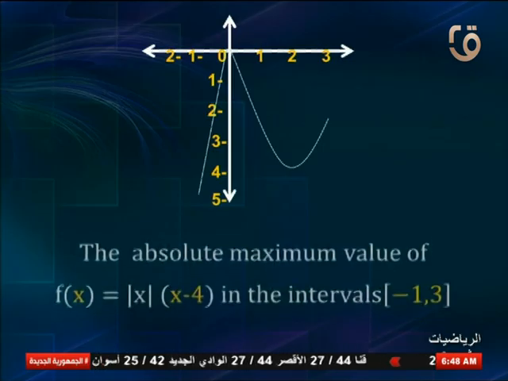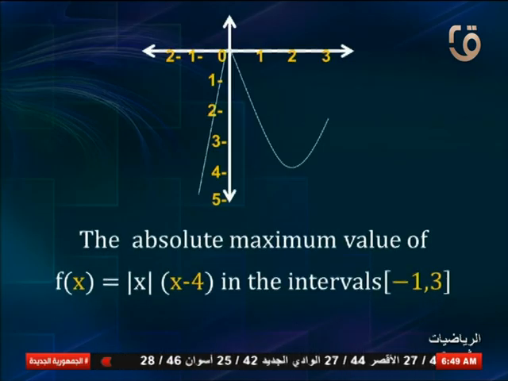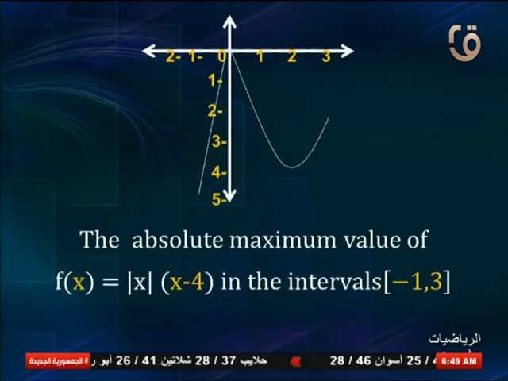Look at, my dear student, in the opposite figure, the absolute maximum value of f(x) = |x|(x − 4) in the interval [−1, 3]. What do you mean by interval [−1, 3]? It's the domain, the domain of the function. We have two functions: the absolute value function |x|, multiplied by the second function, the linear function x − 4. What is the absolute maximum?